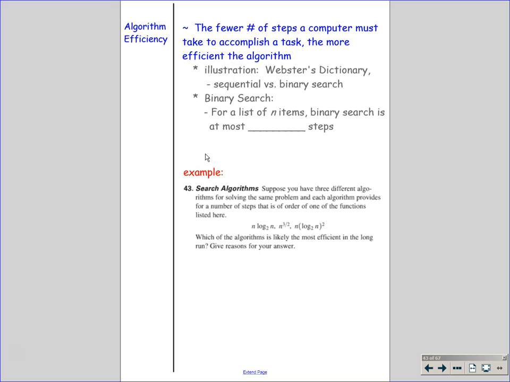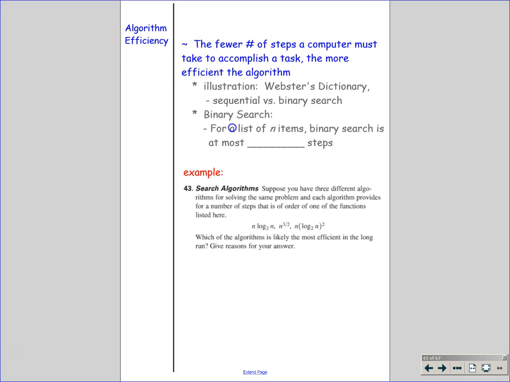All right, algorithm efficiency. Algorithms. What uses algorithms these days? Computers. YouTube. Everything, minus this. And this. Although, maybe I have an algorithm as to what I need here. Algorithm efficiency: the fewer number of steps a computer must take to accomplish a task, the more efficient the algorithm.